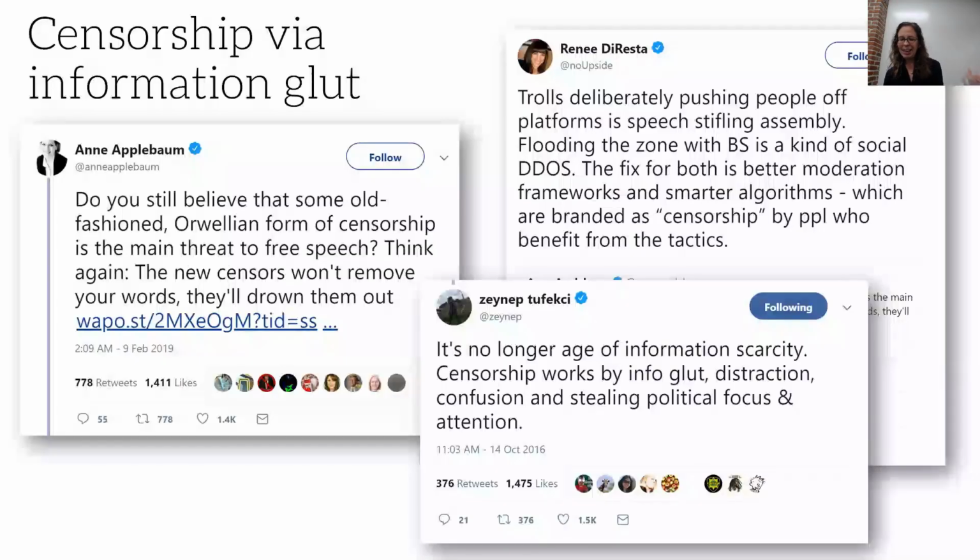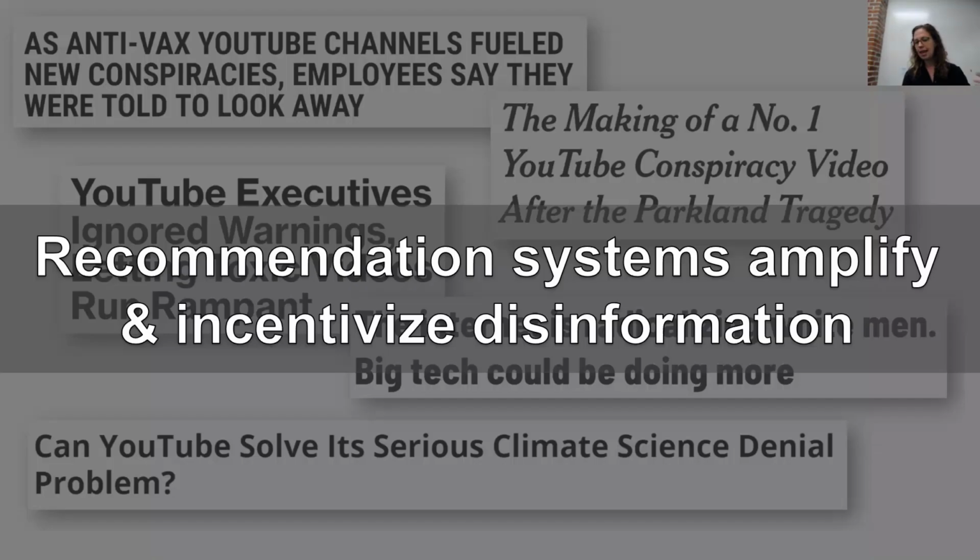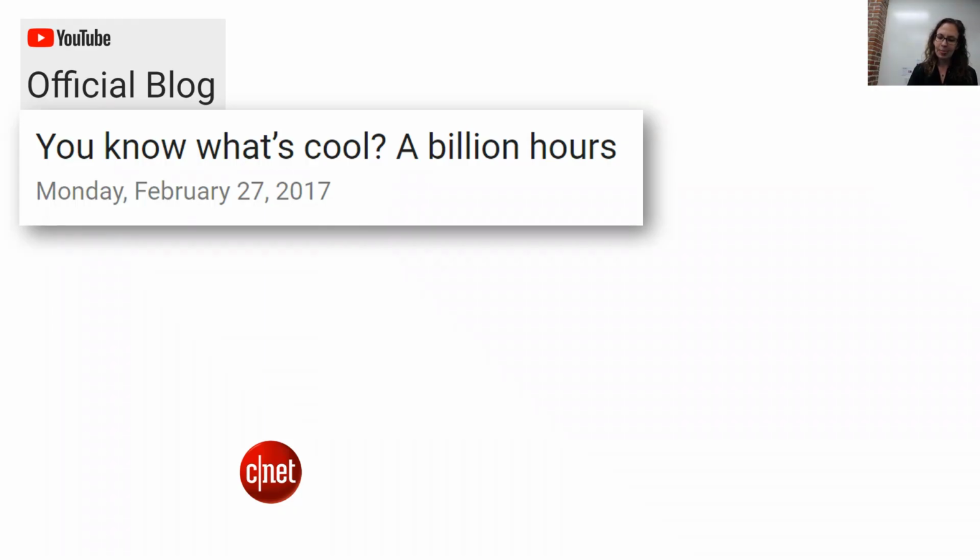Another component of this that really relates is the way that recommendation systems can amplify and incentivize disinformation. I think the way recommendation systems currently operate is going to cause a lot of disinformation and fake information to be heavily promoted and put even more attention on it, which is a bad thing.